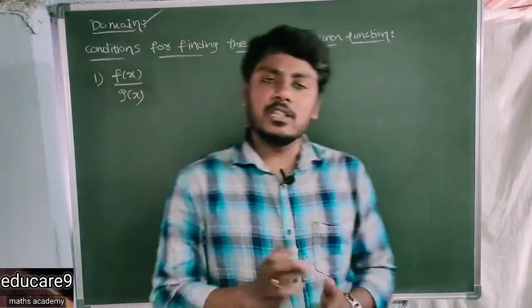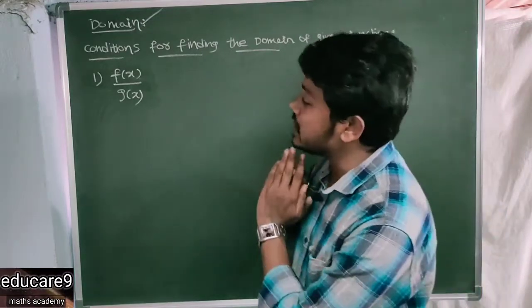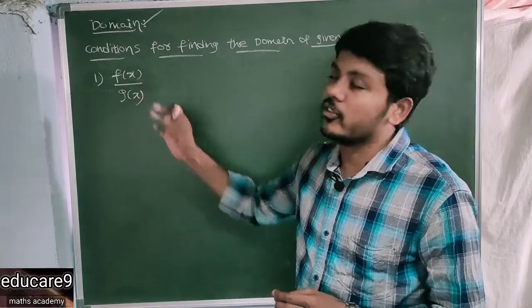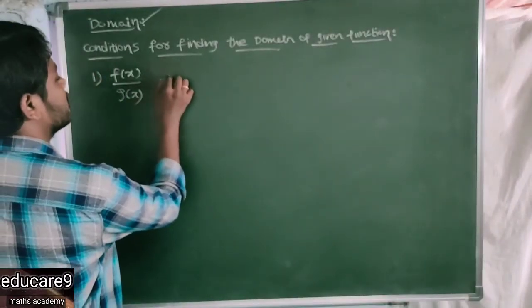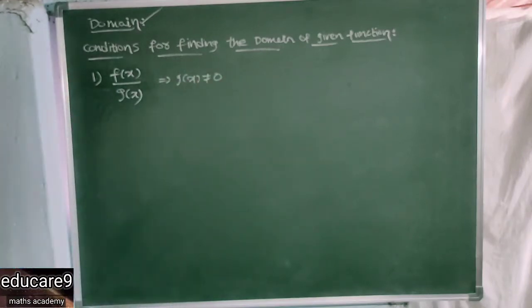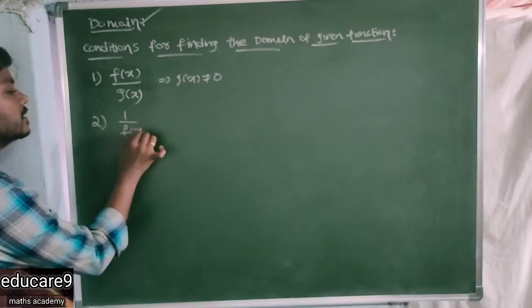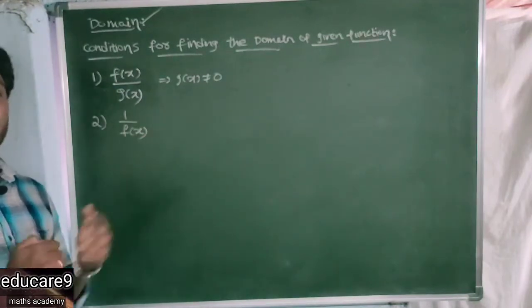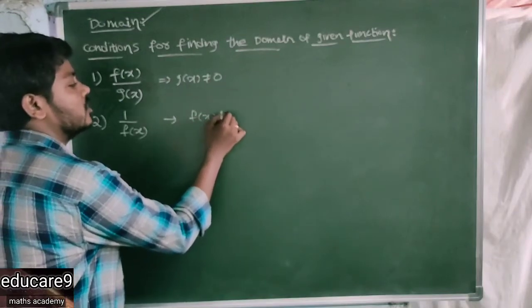If the given function is in the form of f of x by g of x, then g of x is not equal to 0. Why? Because if it is 0, then the function is not defined. That's why here g of x is not equal to 0. Now the second one, 1 by f of x. If the given function is in the form of 1 by f of x, then in that case f of x is not equal to 0.